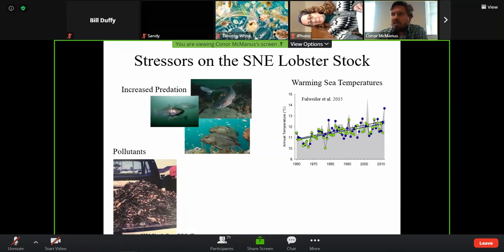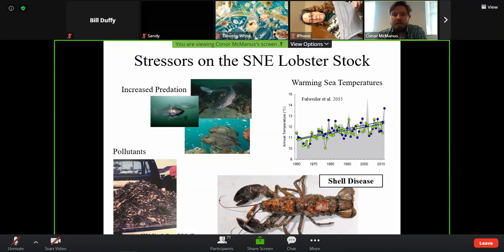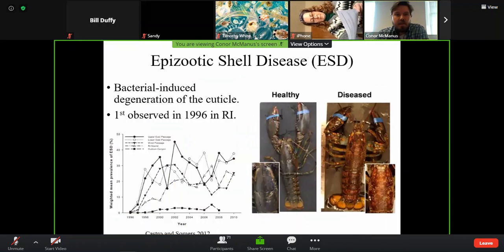However, the one aspect that's unique to lobsters specifically is shell disease, which is going to be the basis of my talk today. Epizootic shell disease, or ESD, is a bacterial disease which often is represented by the breakdown or the degeneration of the lobster shell or the cuticle. Here we have two examples of a healthy lobster on the left versus a diseased lobster on the right. You can see how the carapace is often highlighted by this rotting of the shell.